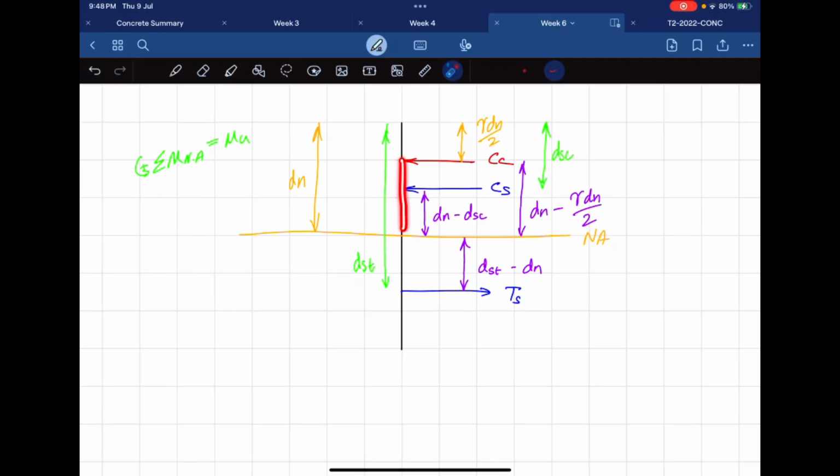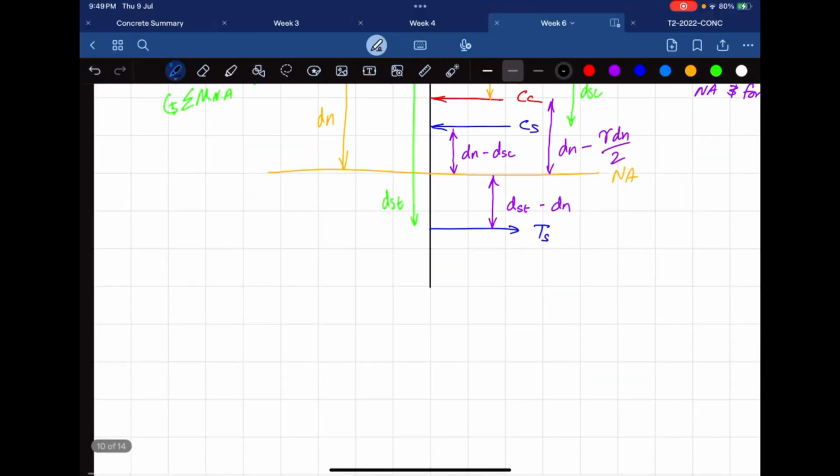Then I've got this lever arm here for this force, which is going anti-clockwise. Then I've got this lever arm as well for this force. So all I've done, the purple thing, is the lever arm of the force. It's just the distance between the neutral axis and the force.